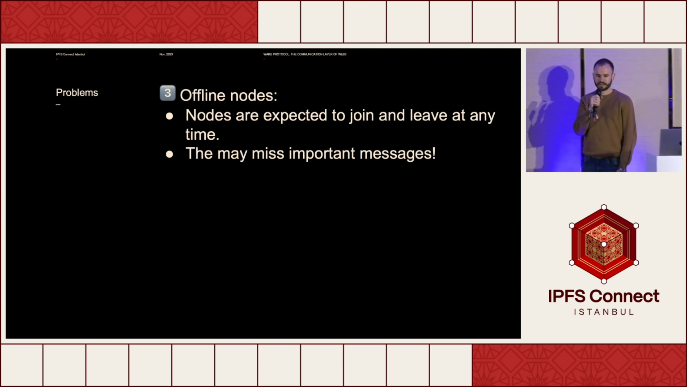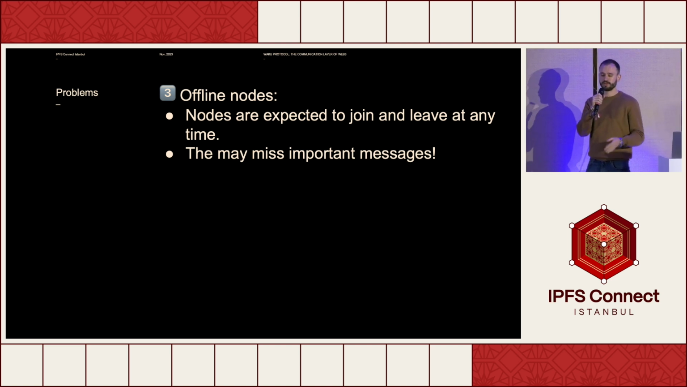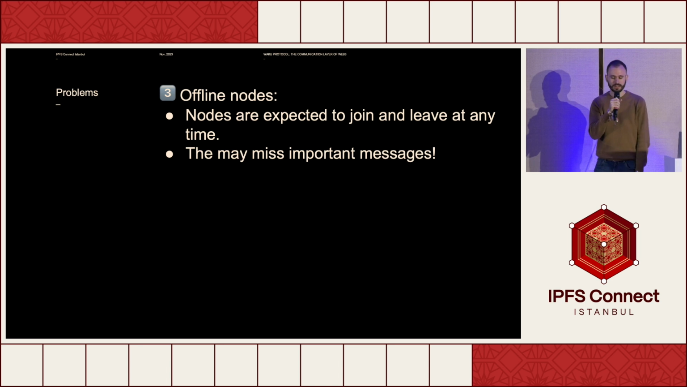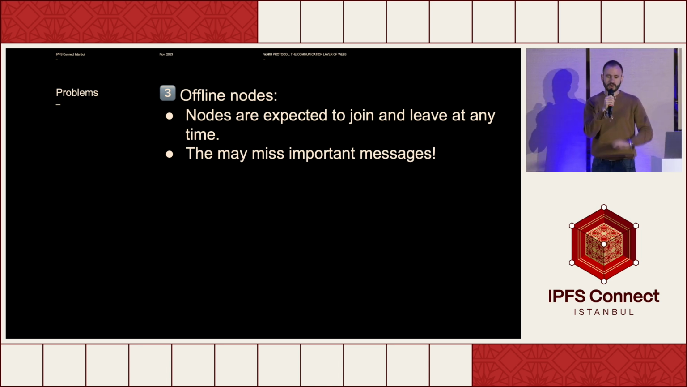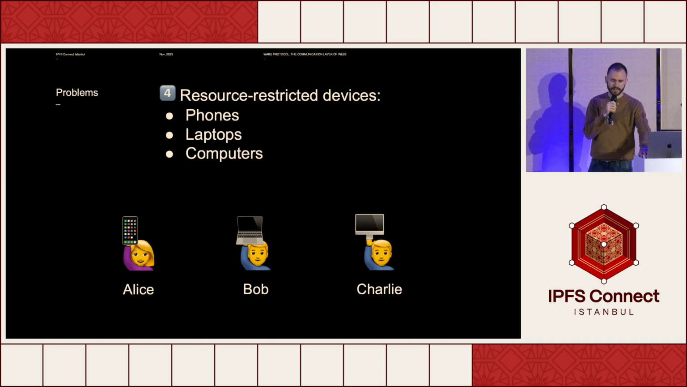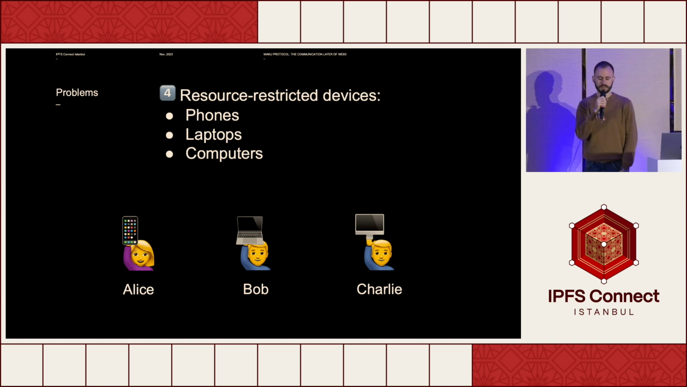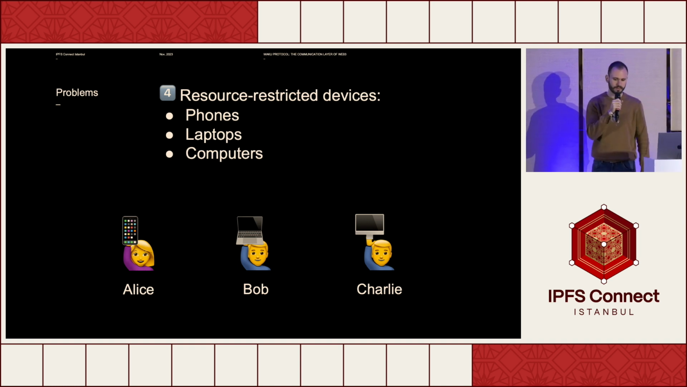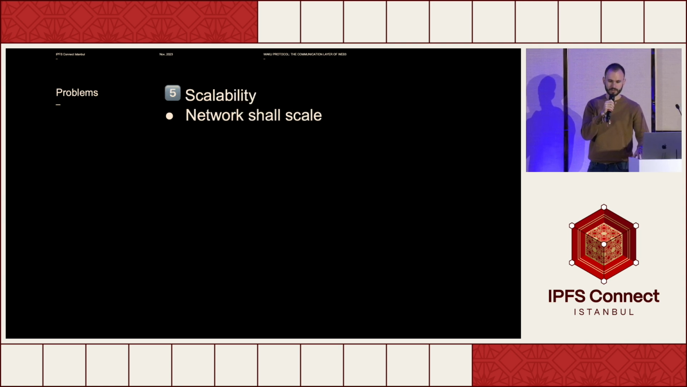What happens if your node goes offline and then you are online again? Then you have to fetch the messages from the past and you need someone to provide you these messages, right? By now we use a simple database, but we are exploring other alternatives, like for example, IPFS. And as I said before, we want people on mobile, desktop, laptop, whatever, to run this protocol.